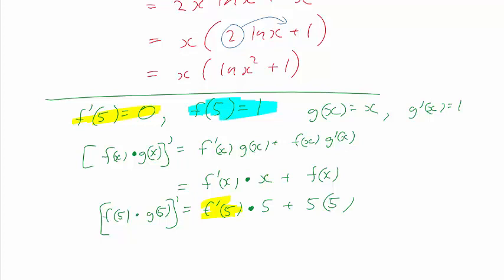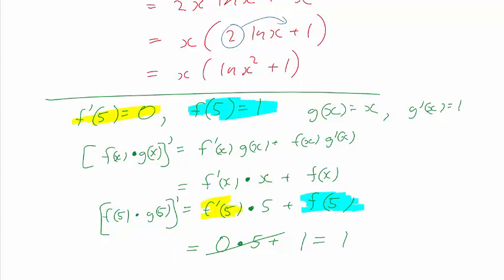Sorry, I should have written f of 5. There we go. F of 5 right there. All right, so f prime of 5, well, that's 0 times 5 plus f of 5, which is 1. 0 times 5 is 0. So the answer is 1.